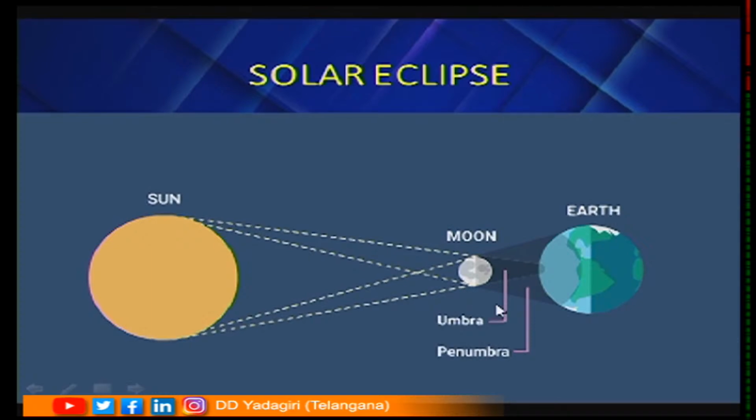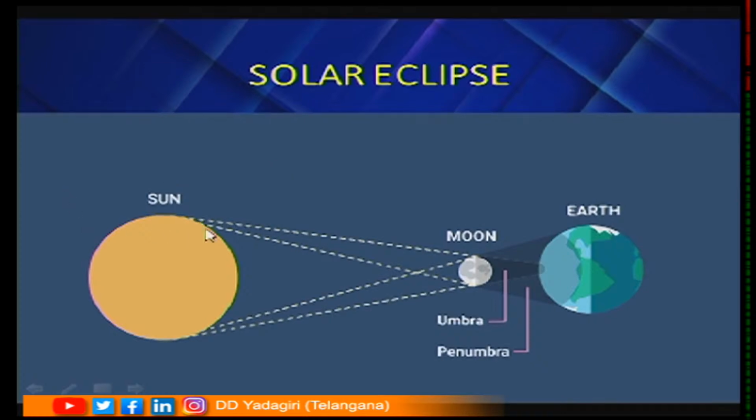It occurs on a new moon day, and the reason is when earth is revolving around the sun, and meanwhile the moon is also revolving around the earth, and in this process when the moon comes in between earth and sun, you can see that the shadow of the moon falls on some part of the earth like this. You can see this dark region where the complete shadow is formed is called the umbra, and this part of the region is called the penumbra.